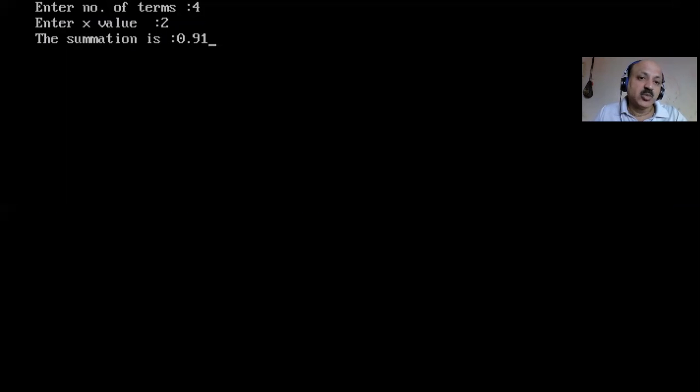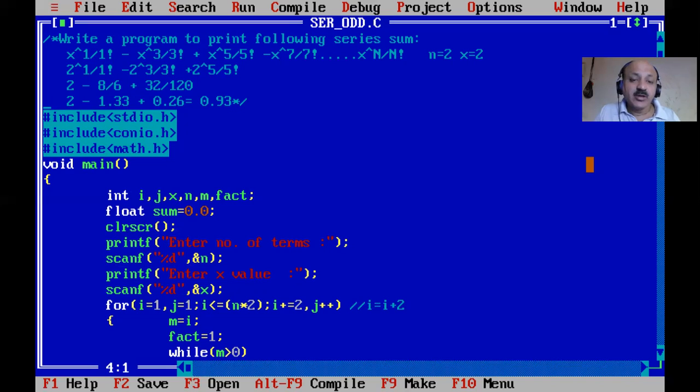Previously, our answer is 0.93. So a very small value, that is minus, because here 7 factorial and x raised to 7. So that is very small. So 0.02 minus in that answer. So 0.91 answer. So you have to calculate that for the calculator, because of 7 factorial and x2 raised to 7, that you have to find.